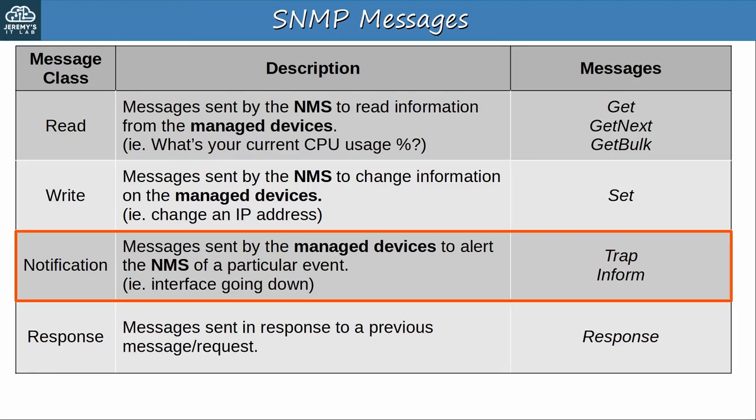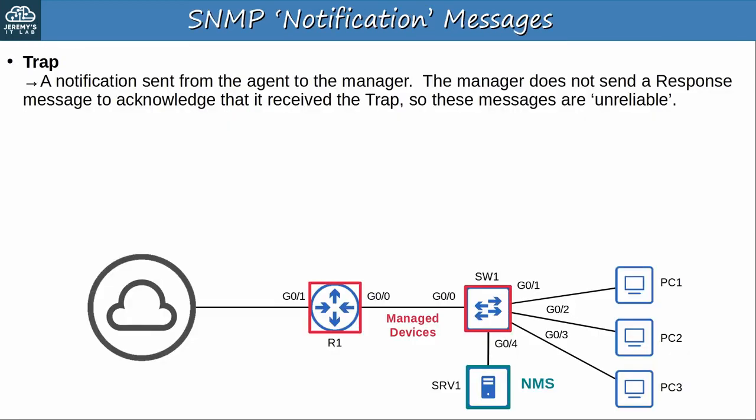Next, the notification message class. These are messages sent by the managed devices to alert the NMS of a particular event, for example when an interface goes down. There are 2 different messages, trap and inform. Let's check them out. First up, the trap message.